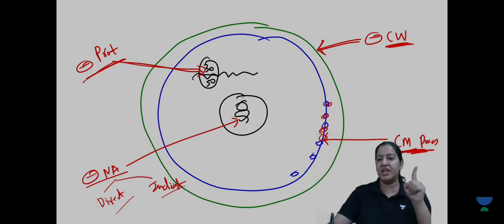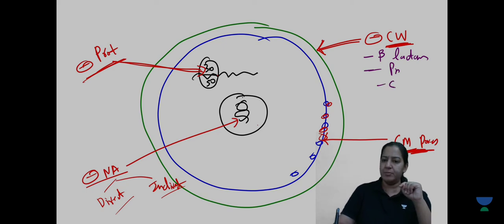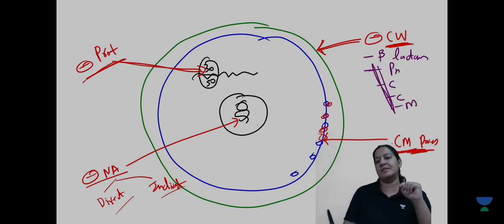Tell me the name of the drugs which inhibit cell wall synthesis. Cell wall synthesis inhibitors: all beta lactams. There are four beta lactam antibiotics, that is penicillin, cephalosporin, carbapenem, and monobactam. So these are the main cell wall synthesis inhibitors.